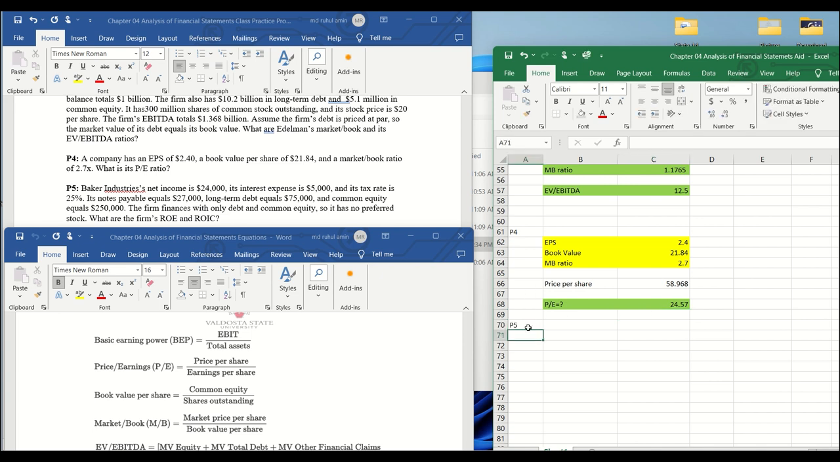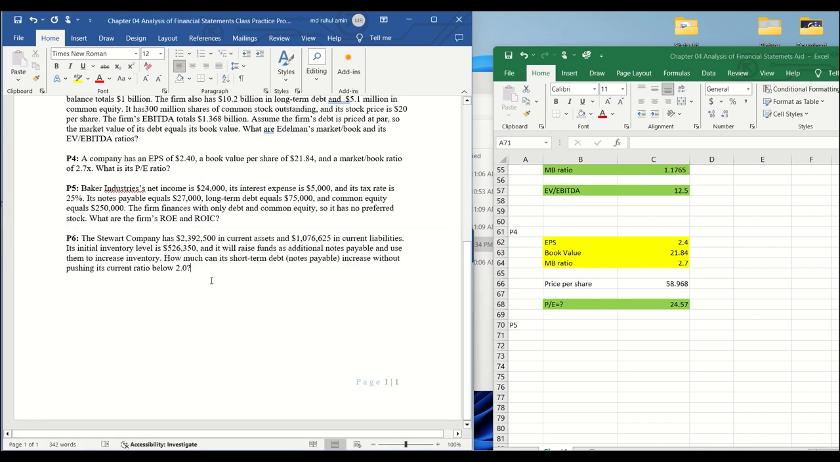Then P5 is what? Okay, we have one more question. Let's get the values from the problem.